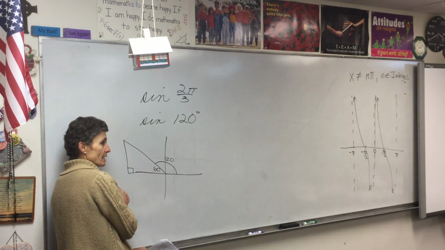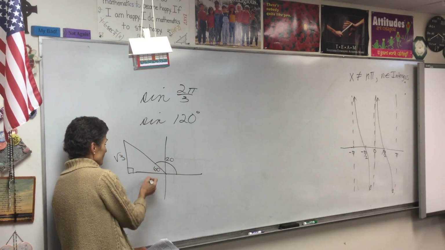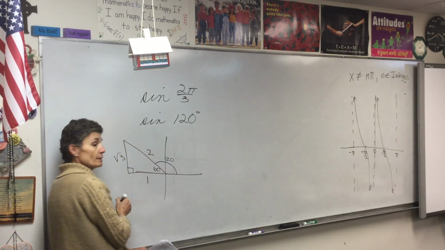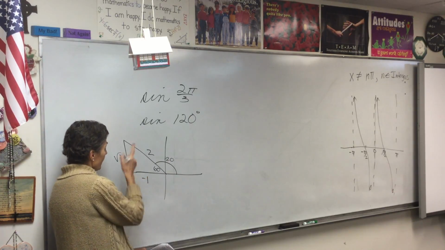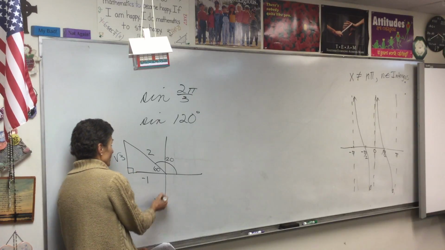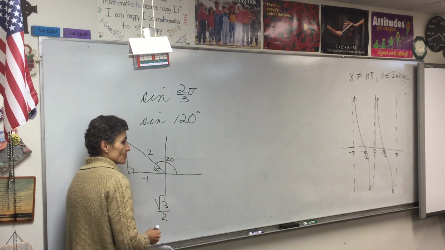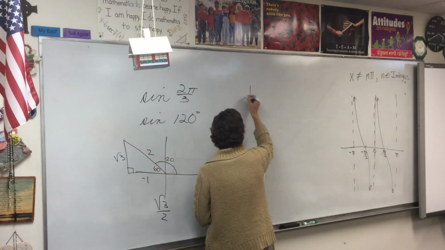So how are these sides labeled? 1, 2, 3. Anything negative? The 1. I want the sine. What's the sine? Opposite over hypotenuse, root 3 over 2. We cannot miss those problems.